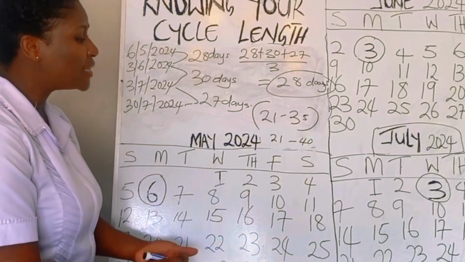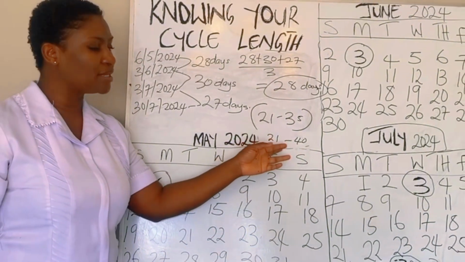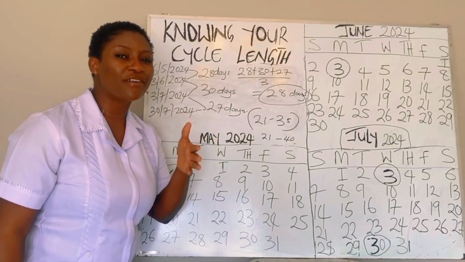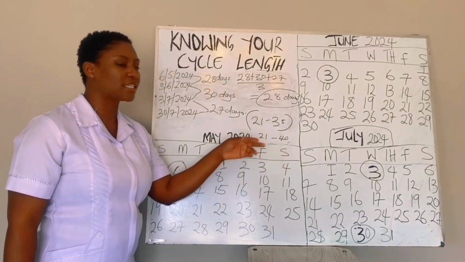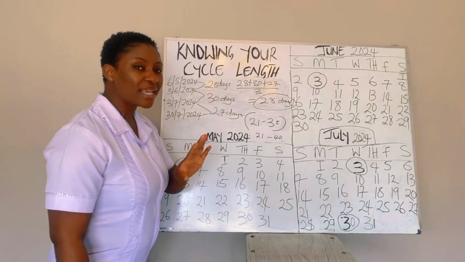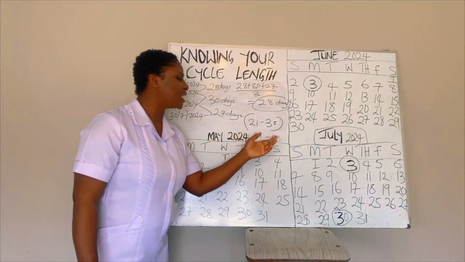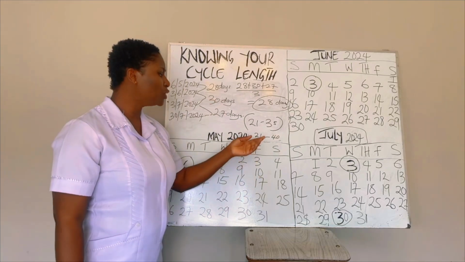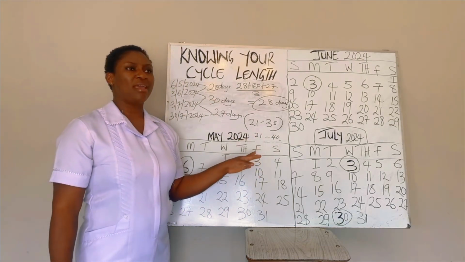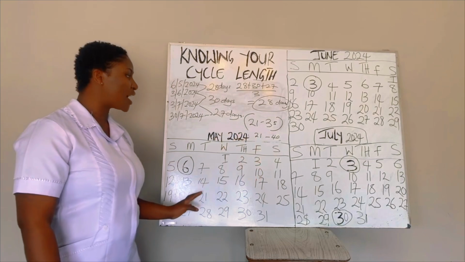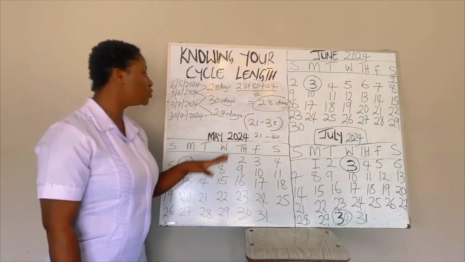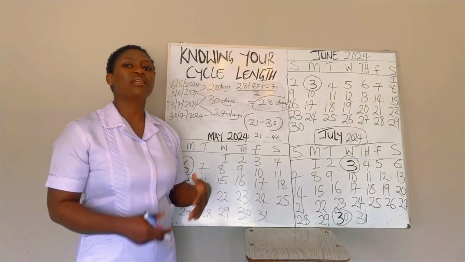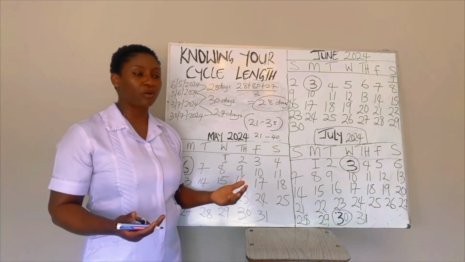If you look at this number, you will notice that 21 is far from 40. What am I saying in essence? If you have cycles that fall outside this range, you have an irregular cycle. You notice one is having 21. Maybe you counted one cycle, it is giving you 21 days, and you count the other cycle, you are getting 40. This means you have an irregular cycle.